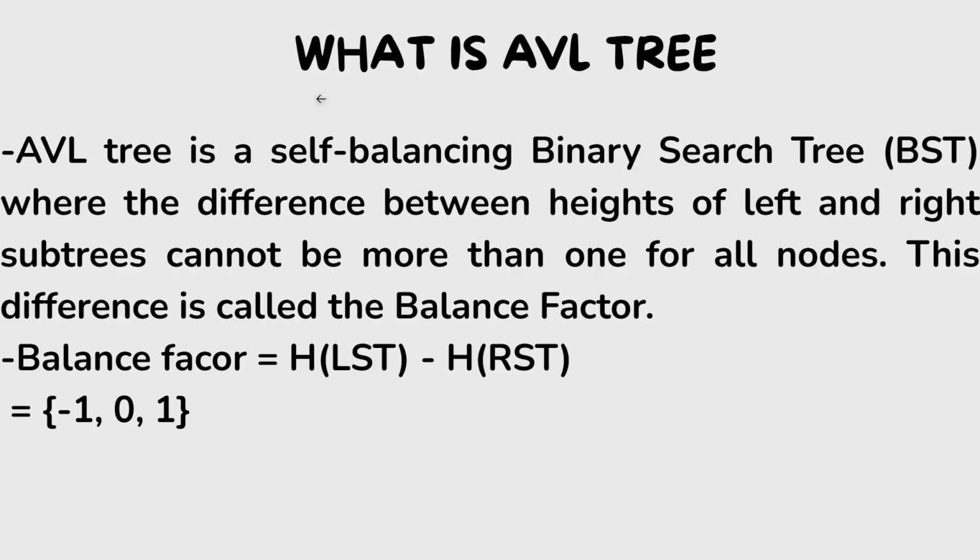So, in conclusion, a binary search tree is a data structure that organizes data using the rule: smaller values go to the left and larger values go to the right. The AVL tree is a special type of BST that keeps itself balanced to ensure fast operations. Understanding this structure is very important because they are widely used in programming for efficient data handling.